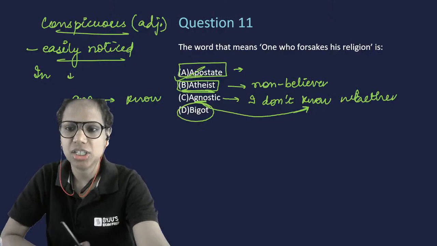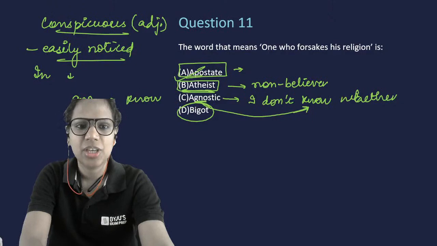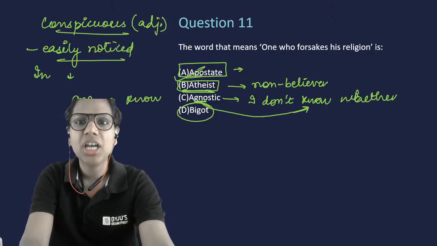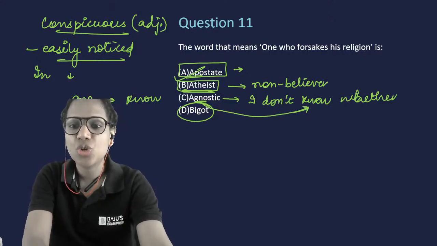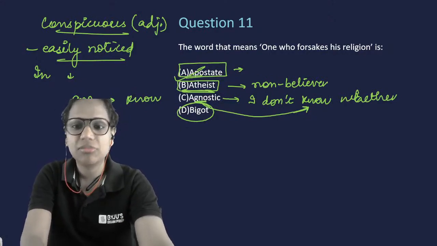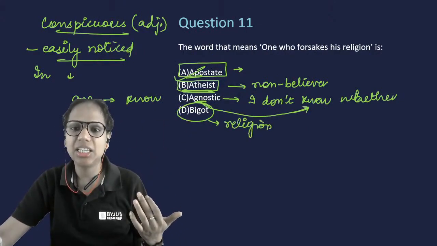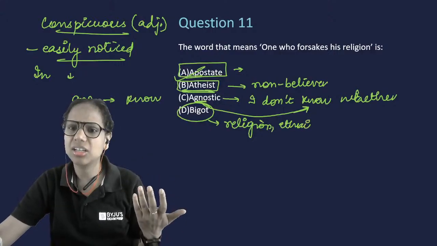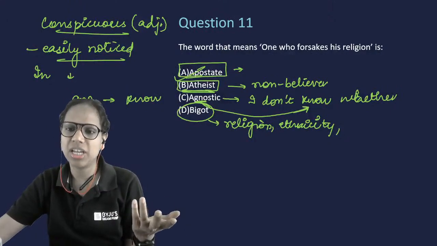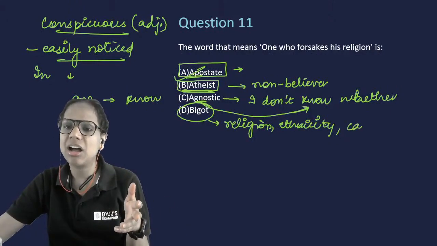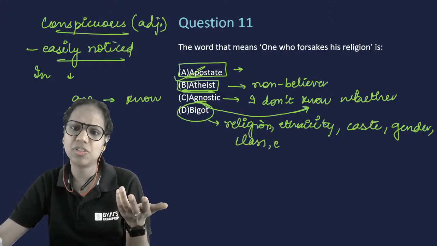Bigot. Who is a bigot? Hanji. कौन होते हैं bigots? Bigotry is the noun form of it. A bigot is someone who hates the other because of his or her, let's say, the other person's religion, ethnicity, it could be gender, caste. So because of any difference that he or she feels from him or her, right? So religion, ethnicity, caste, gender, okay, class, it could be anything. So that person is bigot.